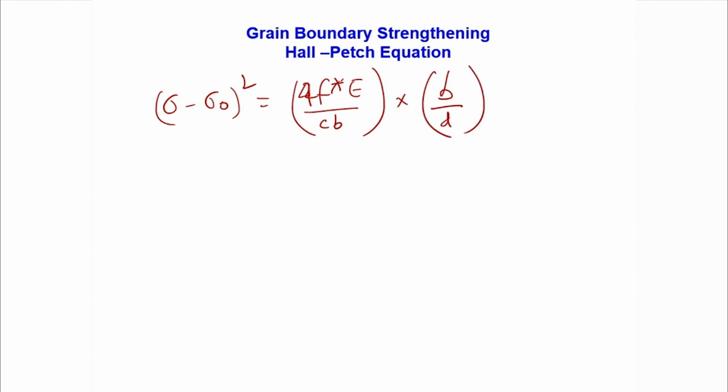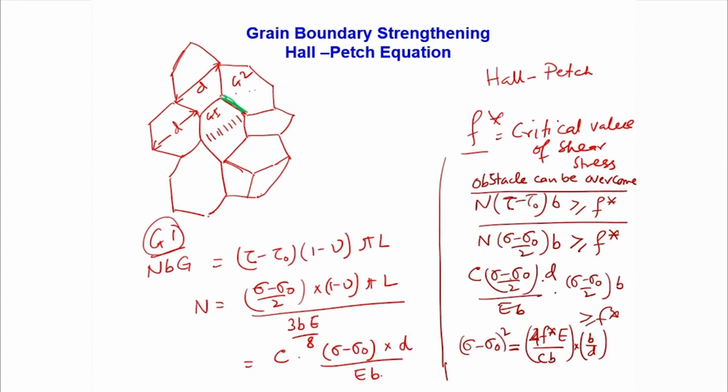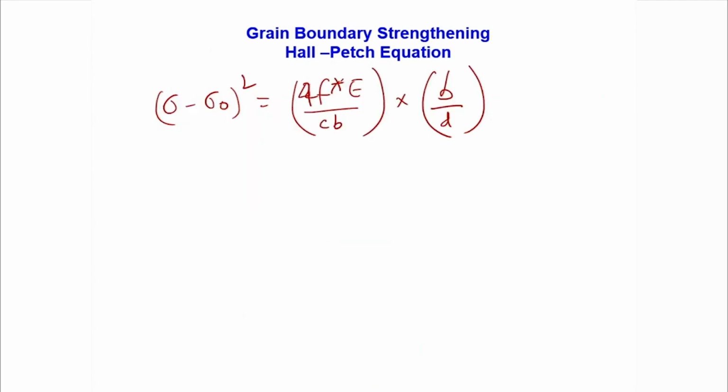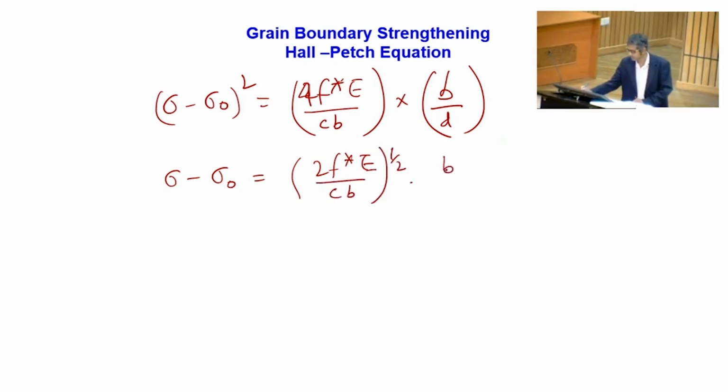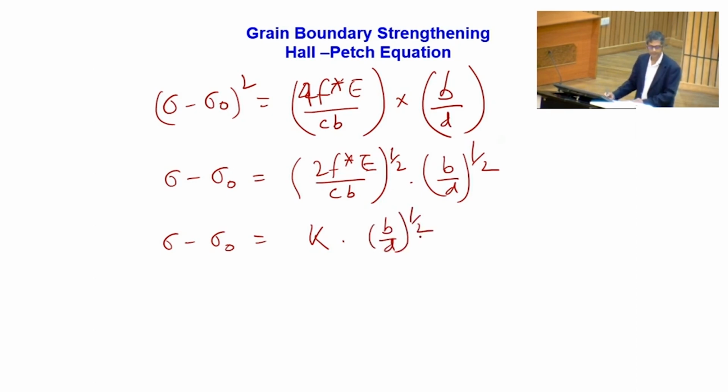You get it, okay. If you do the mathematics properly here, I think you should try and do it as much as possible. So what do you do? We get sigma minus sigma 0 is equal to 2 F star E multiplied by C into B to the power half into B by D to the power half, correct. So we can write down sigma minus sigma 0 is equal to K, a constant, multiplied by B by D to the power half, where K is a constant which is given by this.